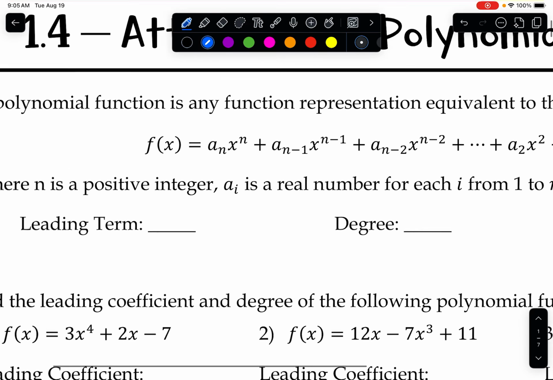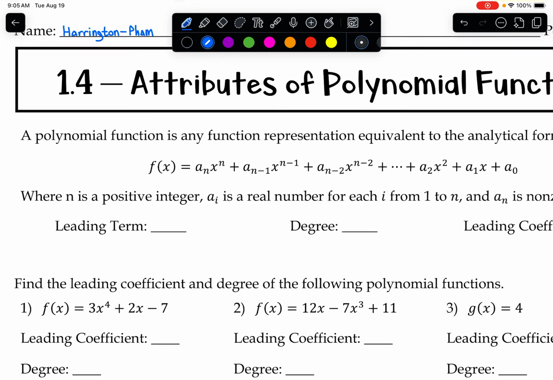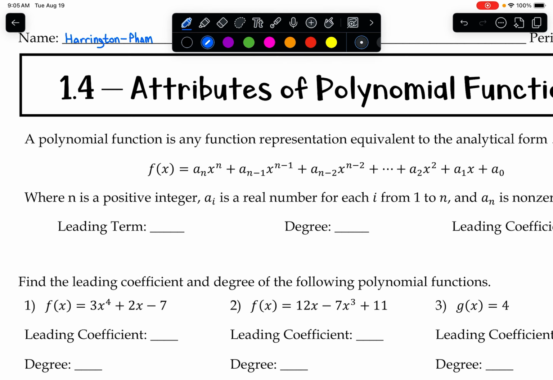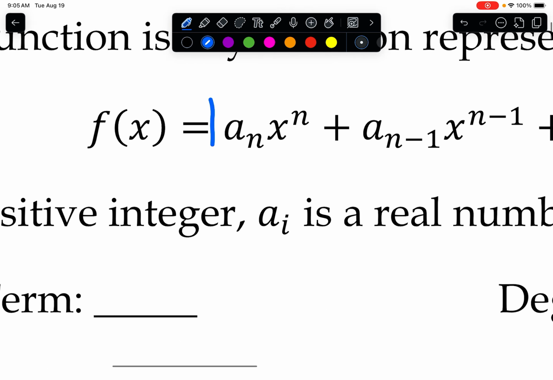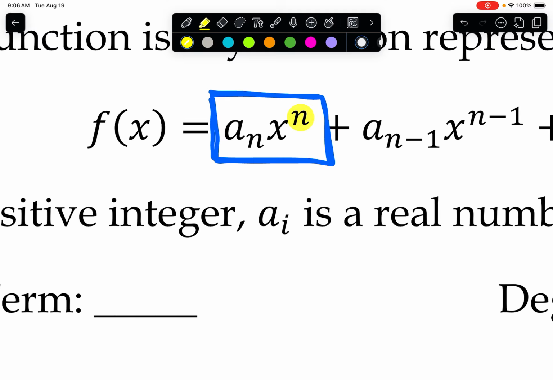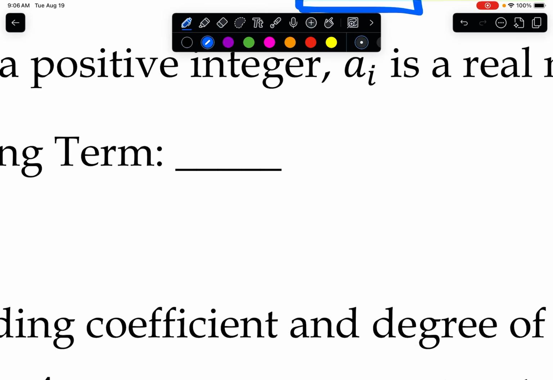In order to look at the specific attributes of your function, we're going to focus on what we call the leading term. Your leading term of your polynomial is going to be the term with the highest degree, and the highest degree is going to be dictated by your exponent. So you're looking for the value that has the highest exponent value. My leading term in this case would be a sub n times x raised to the n.